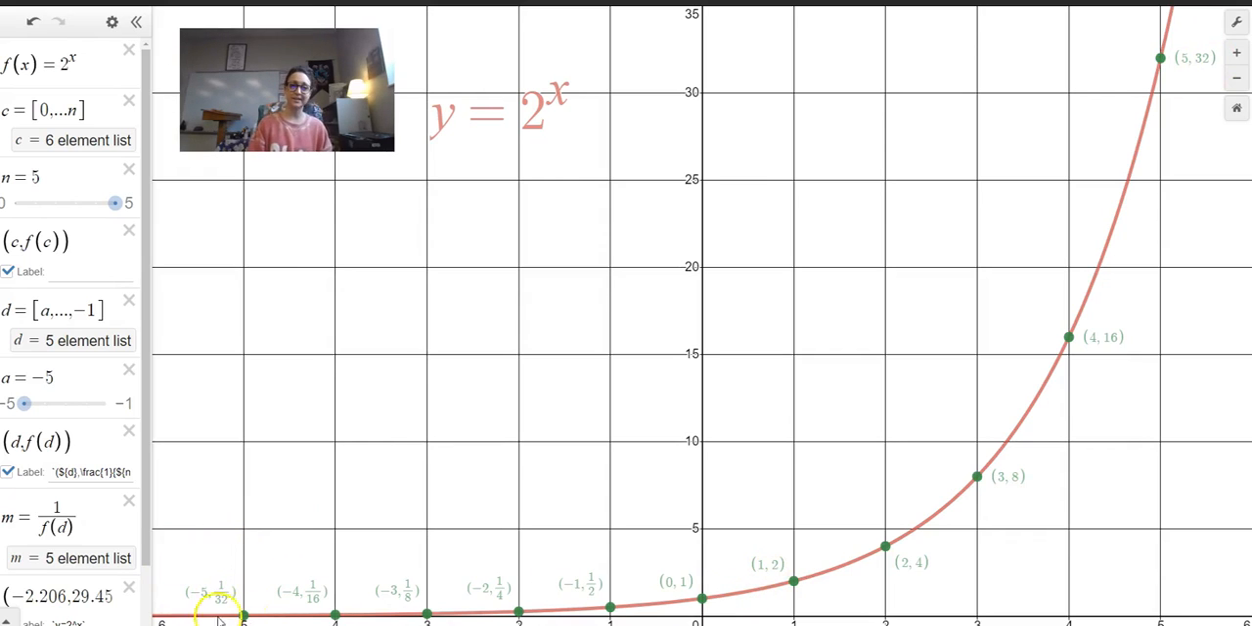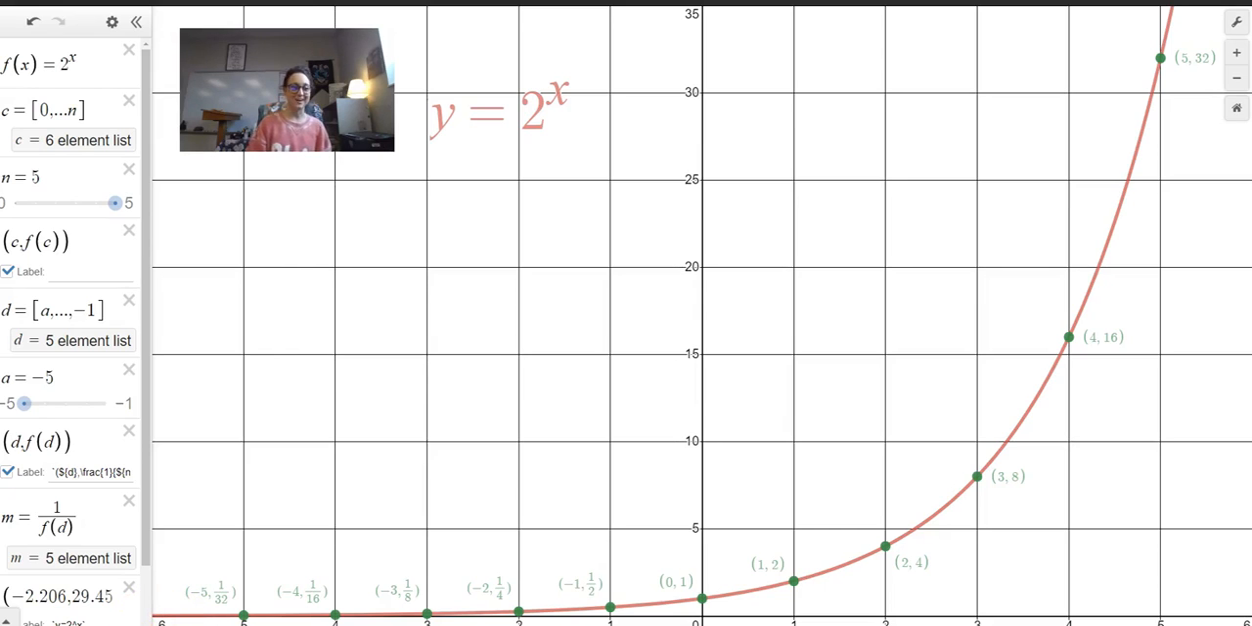Notice that we are never going to get a negative output, okay, because I have 2, a positive number, to a power. Even if that power is negative, it just makes it a fraction, if you will. And will we ever reach 0? We will not. That's what we call an asymptote, right?